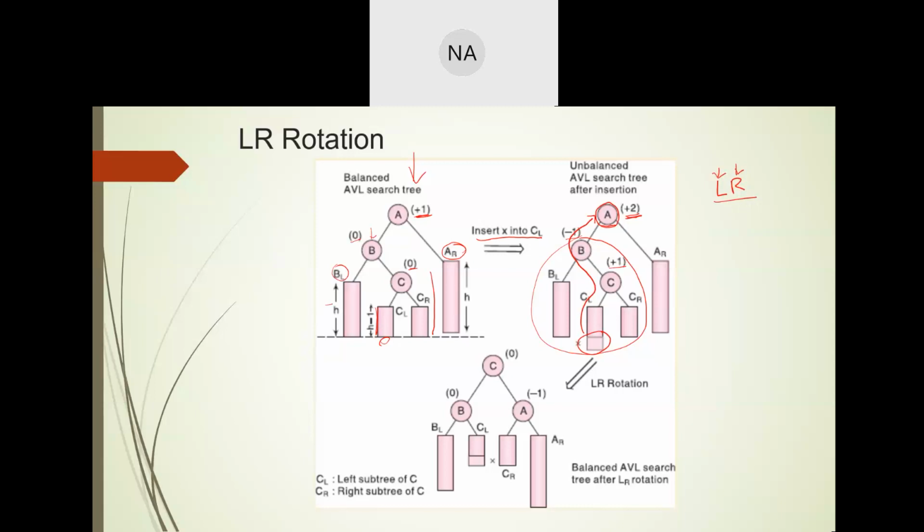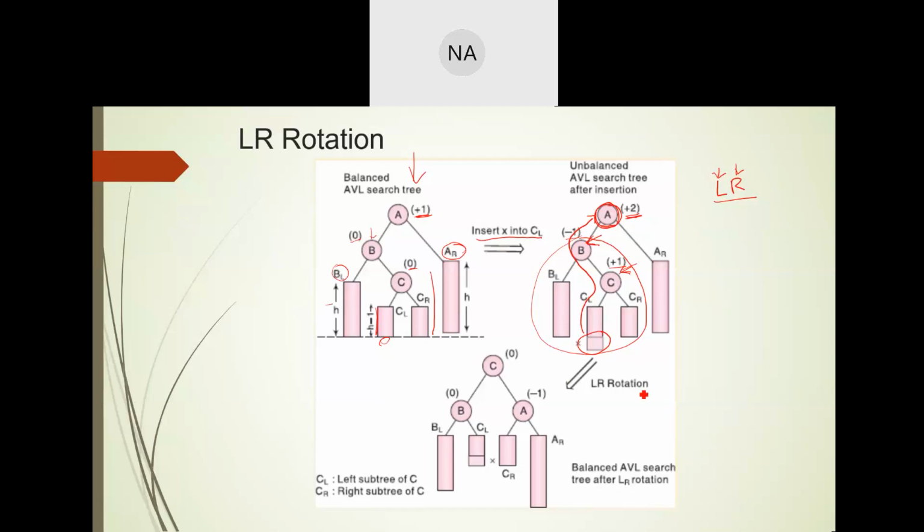Now how will the rotation be performed? You have identified node A. Let's call the root of node A's left subtree node B, and let's call the root of the right subtree of the left subtree of node A, C. So identify two more nodes: node B, which is the root of the left subtree of node A, and then node C, which is the root of the right subtree of the left subtree of node A. Now you have identified node A, node B, and node C. Now, how will the LR rotation be performed?